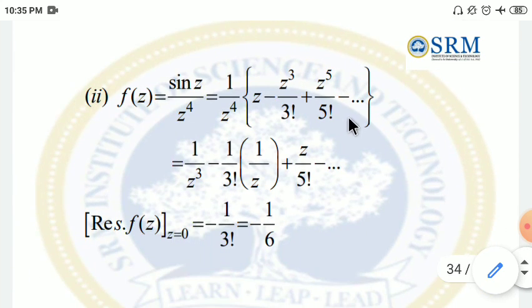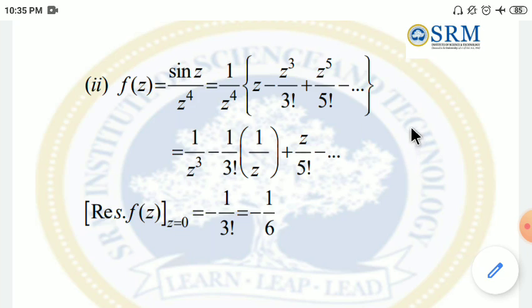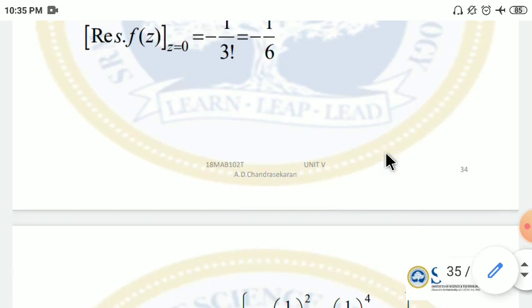See, this is a second example. Sin z by z. Use the sin z expansion, multiply 1 by z power 4. Already we know that z equal to 0 is the pole of order 4. I don't want to use the formula. If it is possible to expand, this looks like a Laurent series expansion and collect the coefficient of 1 by z. So after this we found that the coefficient of 1 by z is 1 by 3 factorial, that is 1 by 6, that is minus 1 by 6. So this is the easiest one, but this cannot be possible in most of the cases, right?